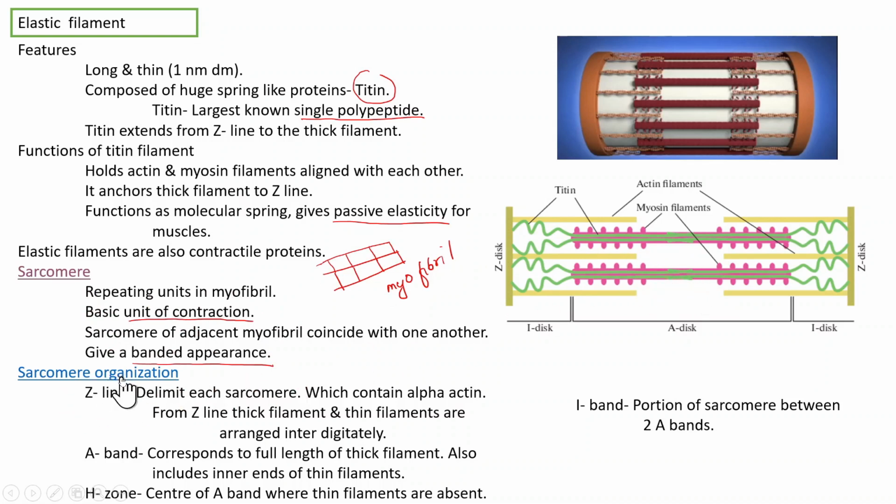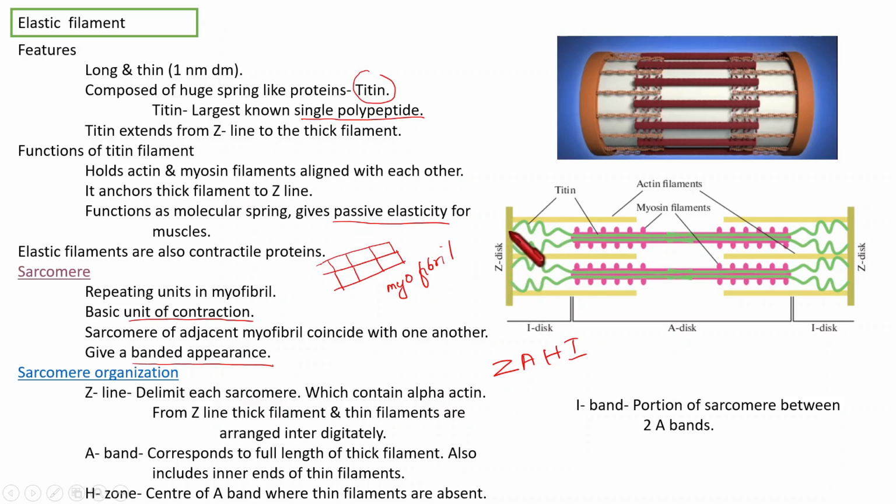For remembering the organization, I am giving you one code. Just try to remember. So, all are different bands or lines. Let's see what each letter indicates. First one is Z. Z line is the border of one sarcomere. It is just like a wall to our room. It borders or delimits one sarcomere from another one. So that is why this is the Z line.